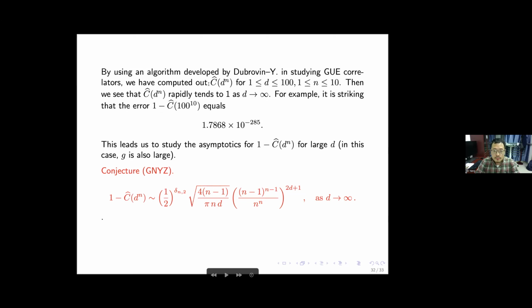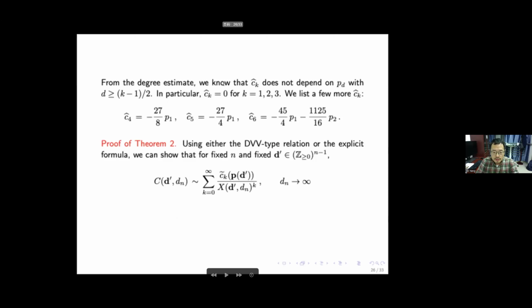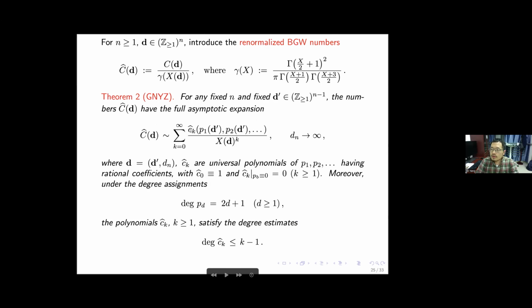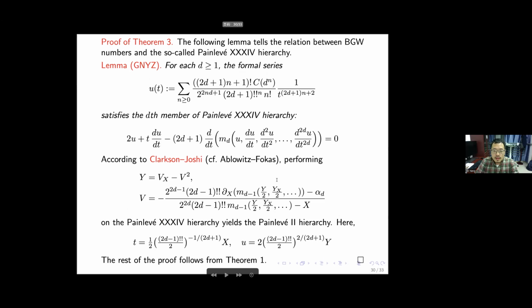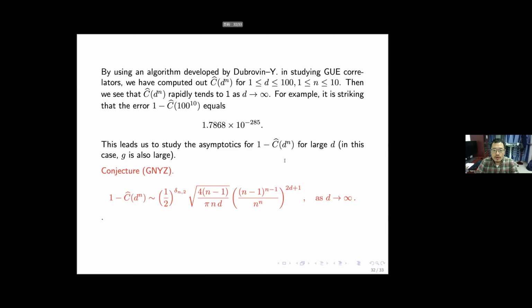And a second observation is: what happens if all the parts are large? The monotonicity conjecture says the coefficients in the full asymptotic are polynomials of multiplicities with, and this is important now, vanishing constant term. So if all these parts are large, all these polynomials c_k in the full asymptotic vanish. So they rapidly tend to 1 when d goes to infinity.